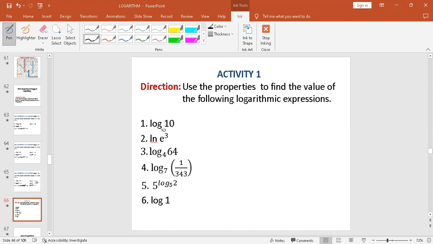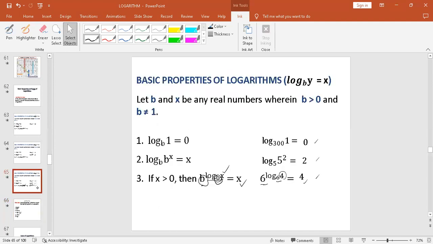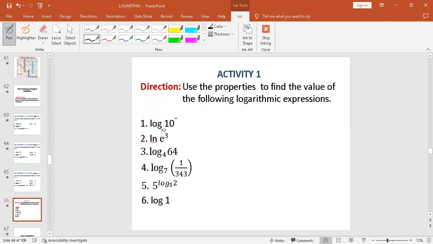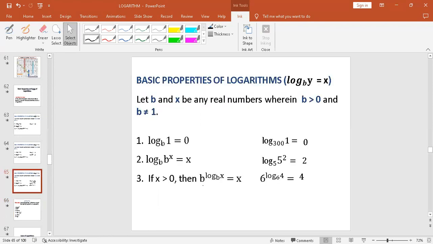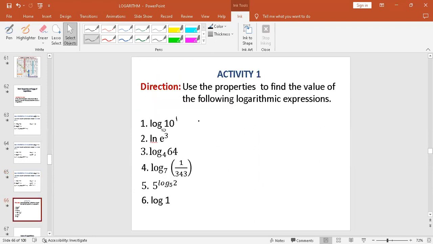Balikan natin yung properties. Saan kaya pasok ang number 1 dyan? Okay? So, the exponent in number 1 is 1. So, saan kaya siya pasok? Is it in the first property, second, or third? It will fall under the second property. So, parehas yung basis natin. So, ang magiging sagot ay yung exponent. So, the answer here is 1.